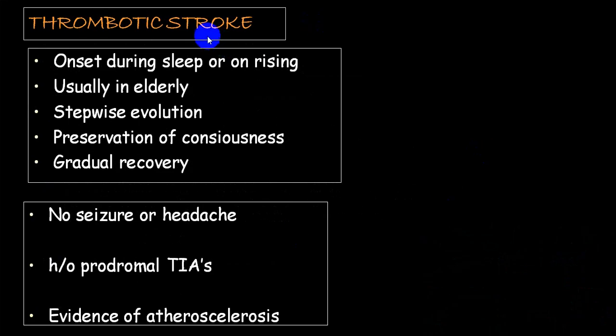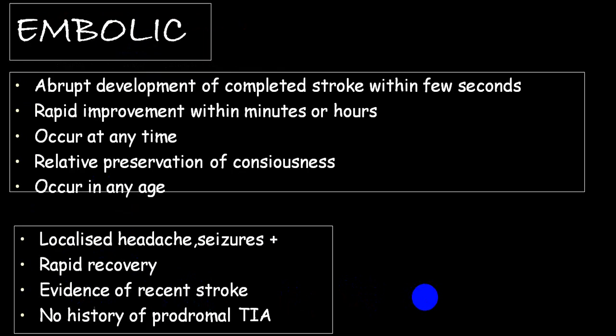So in a thrombotic episode, it is usually during sleep or early morning on rising. Very common in elderly persons. There's a stepwise evolution, meaning a gradual increase in weakness. The person is usually fully conscious, and will have a gradual recovery if treated early. There will be no seizures and no headache because there is no raised intracranial pressure. By and large, there will be no prodromal TIAs because this is a thrombotic episode. And there will be clear-cut evidence of atherosclerosis either in the carotid artery circulation or vertebrobasilar artery circulation.